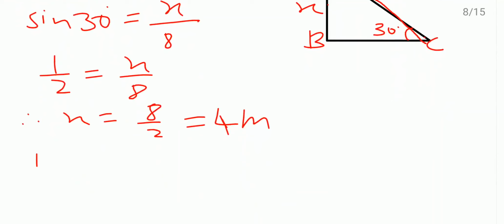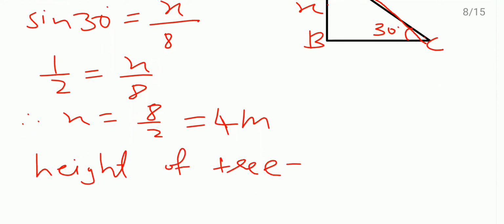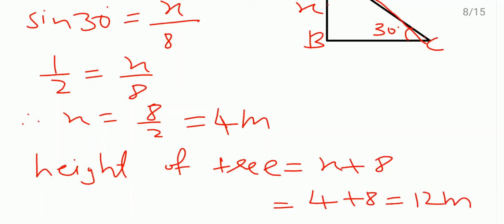Now, the total height of the tree. So here I write down height of tree, which is equal to x plus 8. So x is 4 and this is 8. We got here 12 meter. Correct.